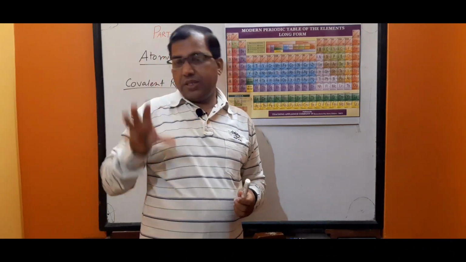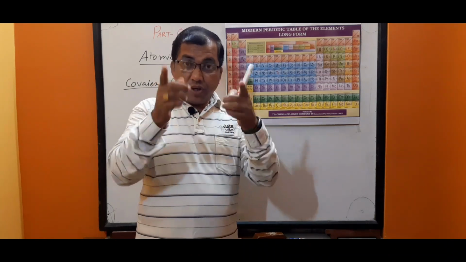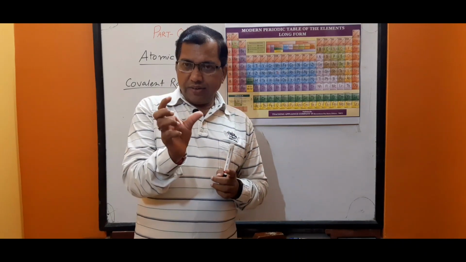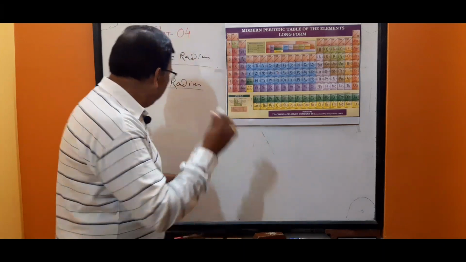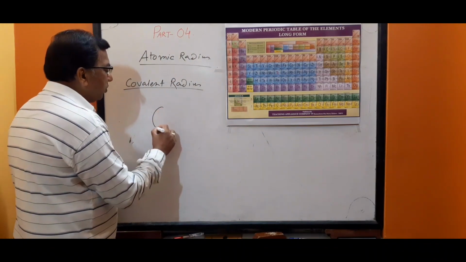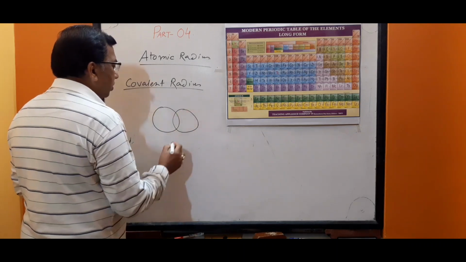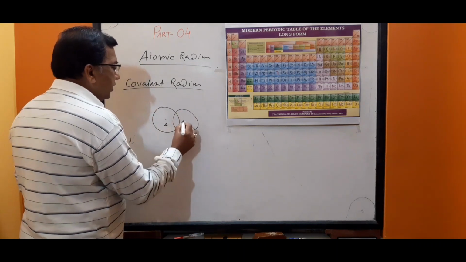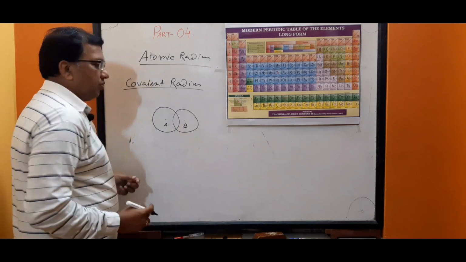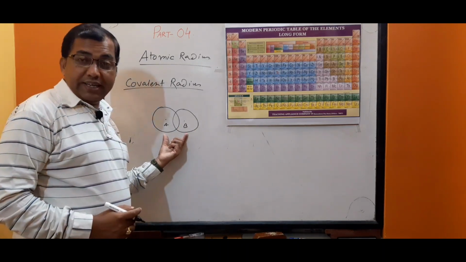step by step in the video. Okay, so when the electronegativity is the same, what will be the case? In that case, you have to know the concept of bond length. Same electronegativity. In that case, what will happen? Suppose this is atom A, this is atom B. Then what will be the radius?